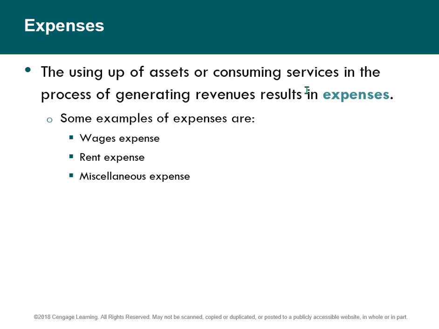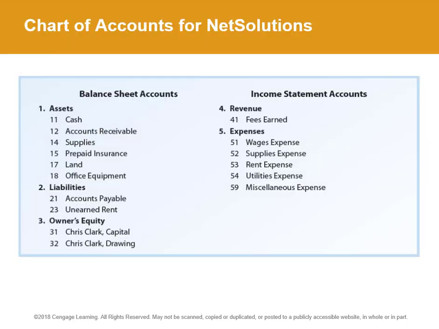Using up of assets or consuming services results in expenses. So wage expense, rent expense, miscellaneous expense, supplies expense, insurance expense, salaries expense. Those are all expenses, and each ends with the word expense, so you know where it belongs, right? Okay, so revenue minus expenses would be net income.